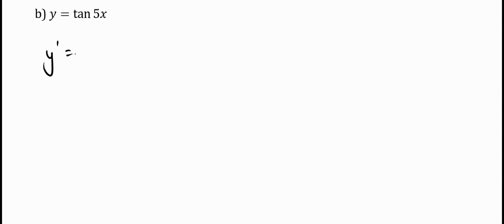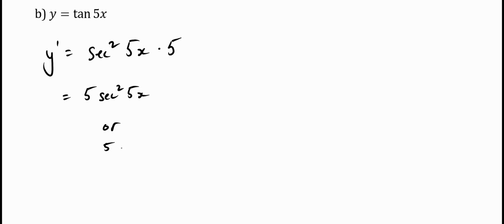Okay, so this is just the derivative of tan, which is secant squared 5x times the derivative of what's inside. Derivative of 5x is 5. So 5 secant squared 5x. Or, again, it would be 5 over cos squared 5x. But we'd normally probably leave it as secant.